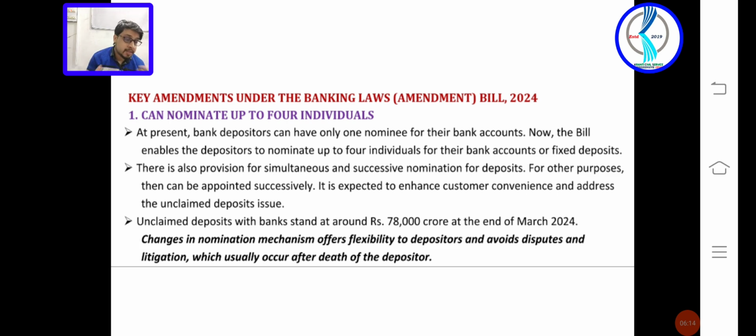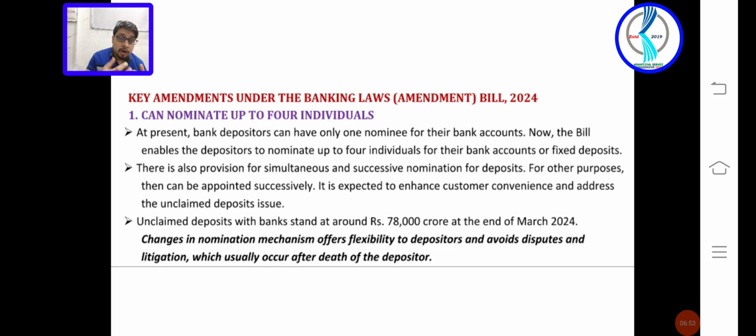And what is the meaning of successive nominee? Let's say I nominated 4 nominees, A, B, C and D. If I die, A will come and A will get everything, whatever money I have in my account will be delivered to person A. If A will not come forward, B will come. If B does not want to come forward, then C will come. If C will not come, D will come.